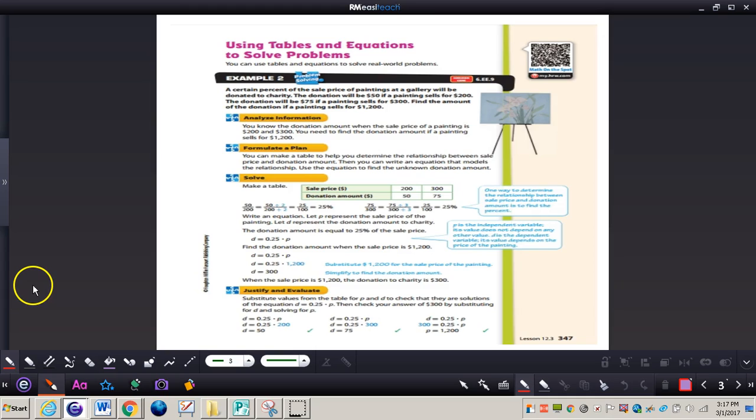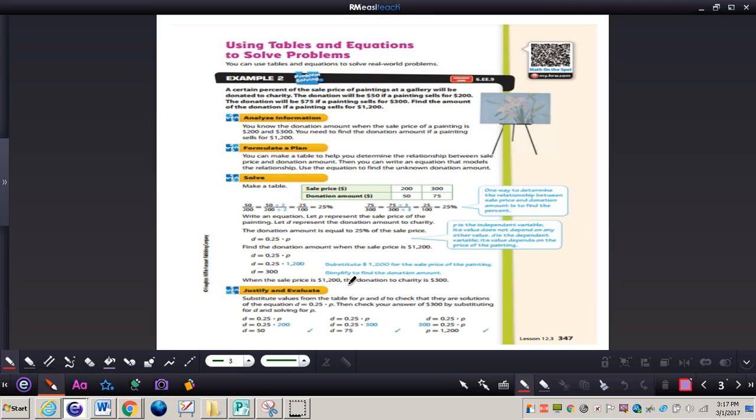Okay, let's take a look at page 347. It says using tables and equations to solve problems, and it says you can use tables and equations to solve real-world problems. Now this is an example that you can see, and these are certain steps that you'll need to take to solve these real-world problems. So you want to analyze the information, formulate a plan, solve the problem, and then also justify and evaluate your answer to see if it is correct.